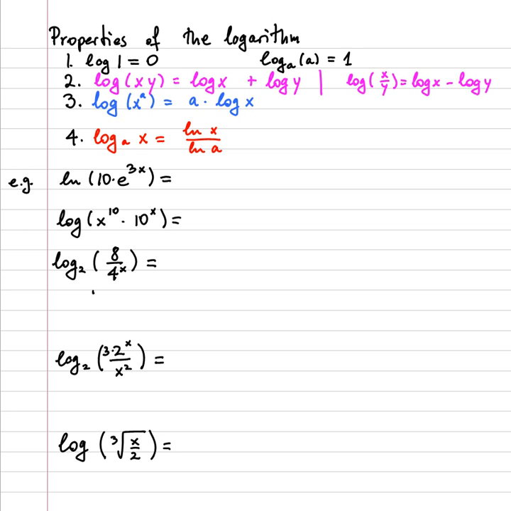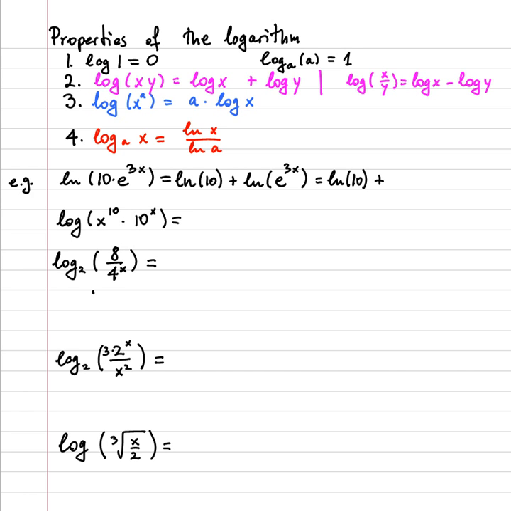Let's solve some problems involving logarithms. For example, this first one says ln of 10 times e to the 3x equals. So we are computing the logarithm of a product. That means we have to apply the second property, the purple property, and this rewrites as ln of 10 plus ln of e to the 3x. ln of 10, we can just plug in the calculator, whatever that number is.